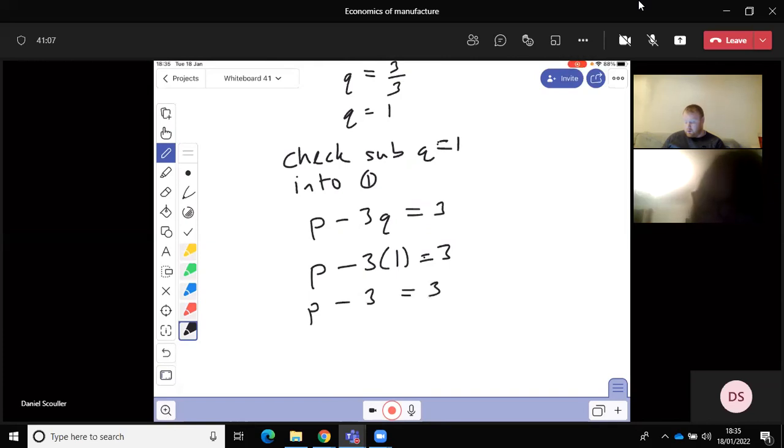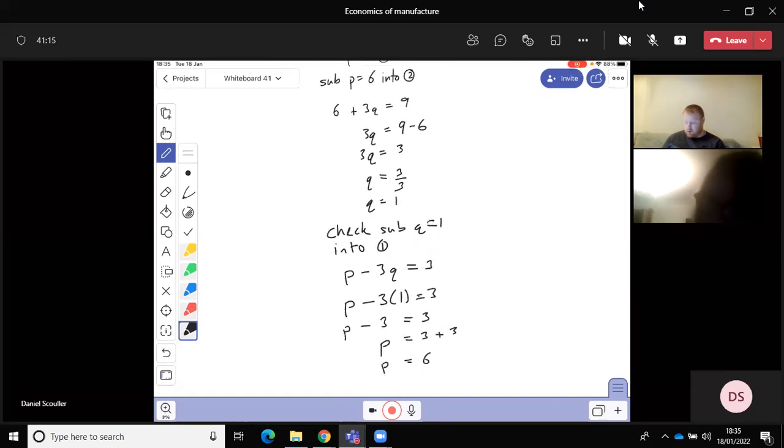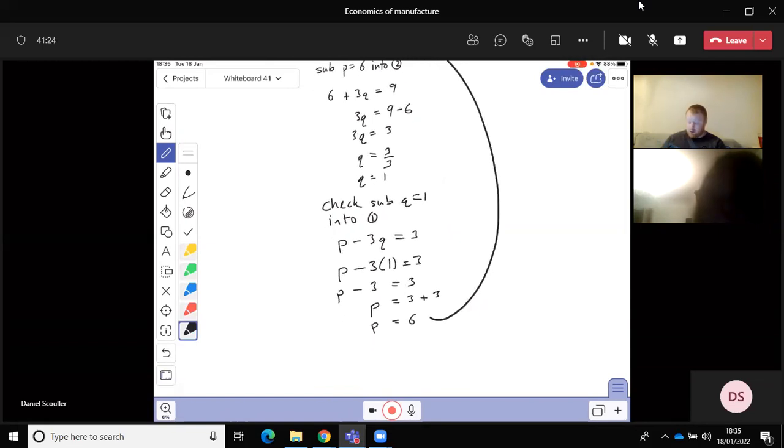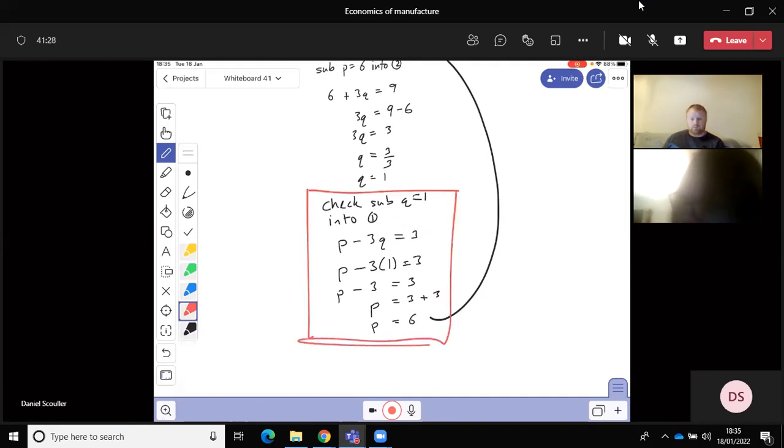P equals 3 plus 3. P equals 6. Is that the same as what we got earlier? Yes. Okay, that should be the same as that up there. So that step, again, is just a double check.